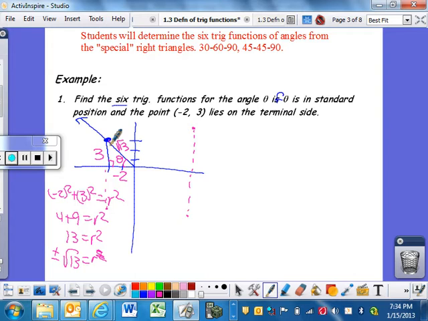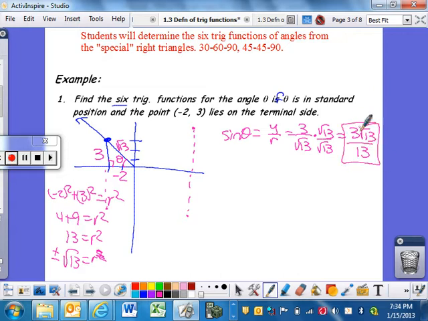We need to find the six trig functions using SOHCAHTOA. So my sine theta, which is your y over your r, or your opposite, which is 3, over the hypotenuse, which is the square root of 13. And by now we hopefully know that we cannot have a radical on the bottom. So if I multiply by square root of 13 over square root of 13, I get 3 root 13 over 13. There's one of them.